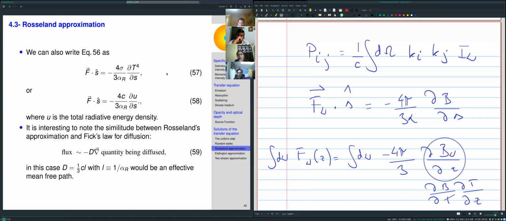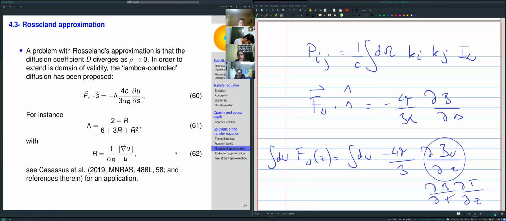And the gradient of the energy density is what leads to the flux. Or the other way around, the flux is what leads to the gradient. But they're equal, and this is a very important way to remember the Rosseland approximation. So this is very often in use in astrophysics in general. But the problem with the Rosseland approximation, of course, is that we would like to be able to use it all the time, right?